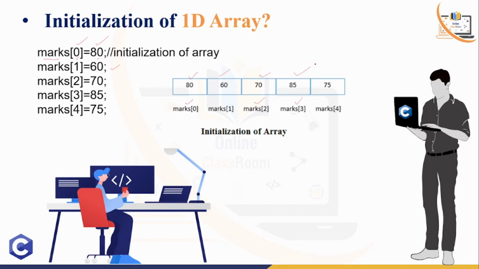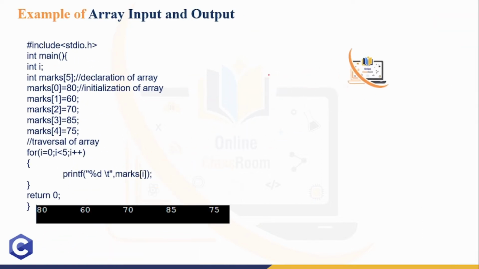Suppose index value 3 is 85. Suppose index 4 is 75. So for your better understanding, I just wrote this concept separately. Now it will be more clear if we go for the programming. This is very simple programming.